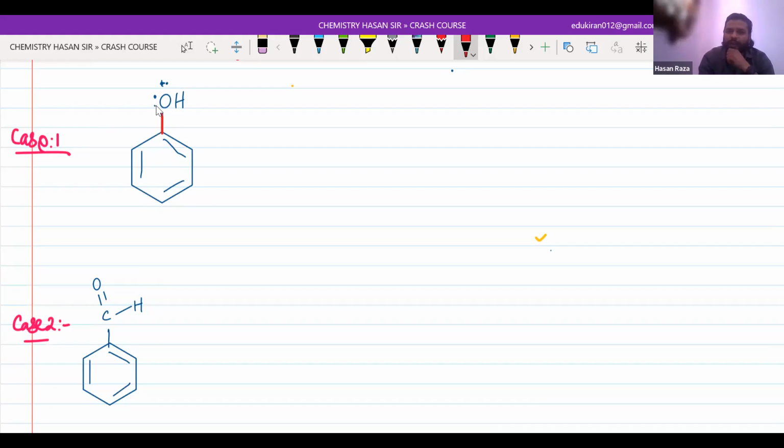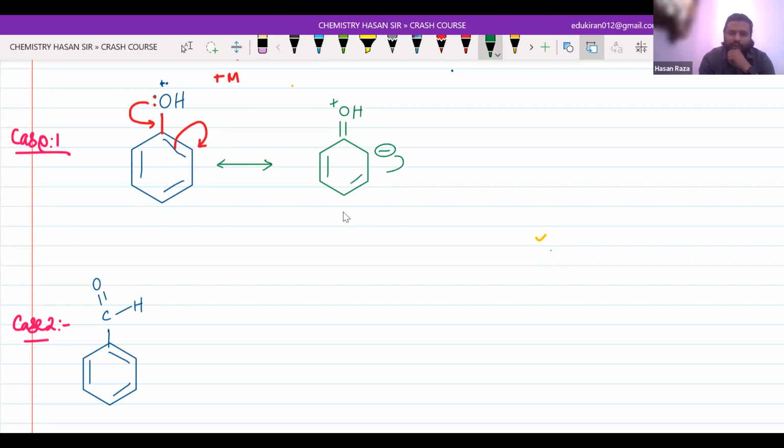Which has a lone pair, that will show plus M effect. So I'm going to show you the resonating structure. As you can see, this will be our resonating structure. This will have a negative charge. There will be a double bond and then OH and then again positive. And the rest of the part will be as it is.